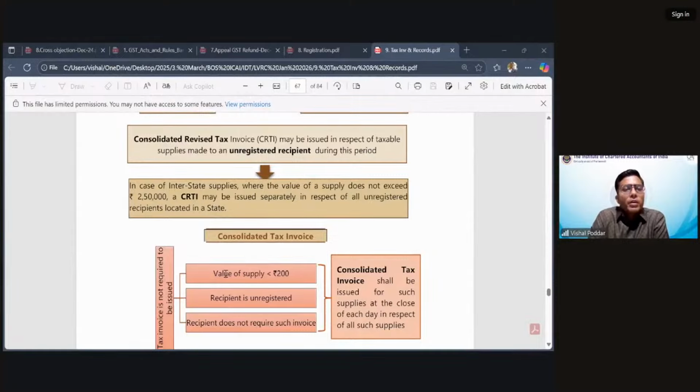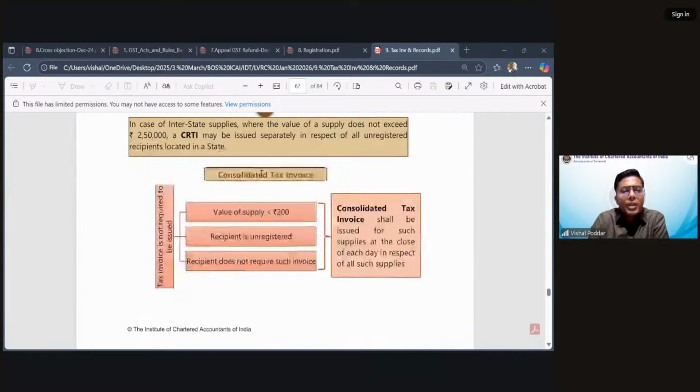The next concept is consolidated revised tax invoice. Now, before I explain consolidated revised, let us first understand what is the normal consolidated tax invoice. Now, there is a relaxation under the GST law from issuance of invoice. The first rule is that if you are registered, you should issue an invoice in all cases. However, there is a small relaxation. The relaxation is if you are making the sale or supply to an unregistered person.